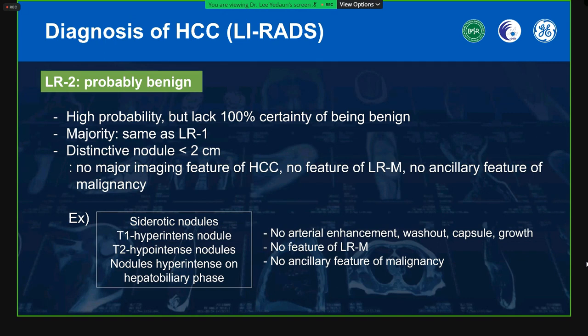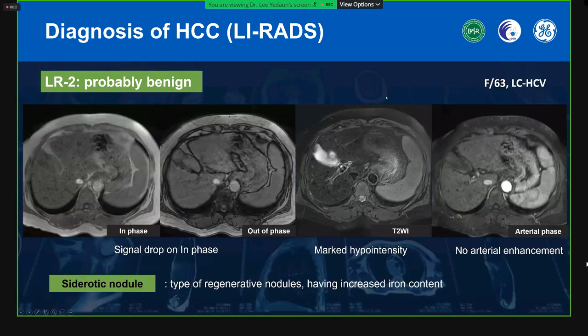Without features of LR-M, ancillary features favoring malignancy are categorized LR-2. These include siderotic nodules, T1 hyperintense nodules, T2 hypointense nodules, nodules hyperintense on hepatobiliary phase. Siderotic nodules is a type of regenerative nodules having increased iron content.